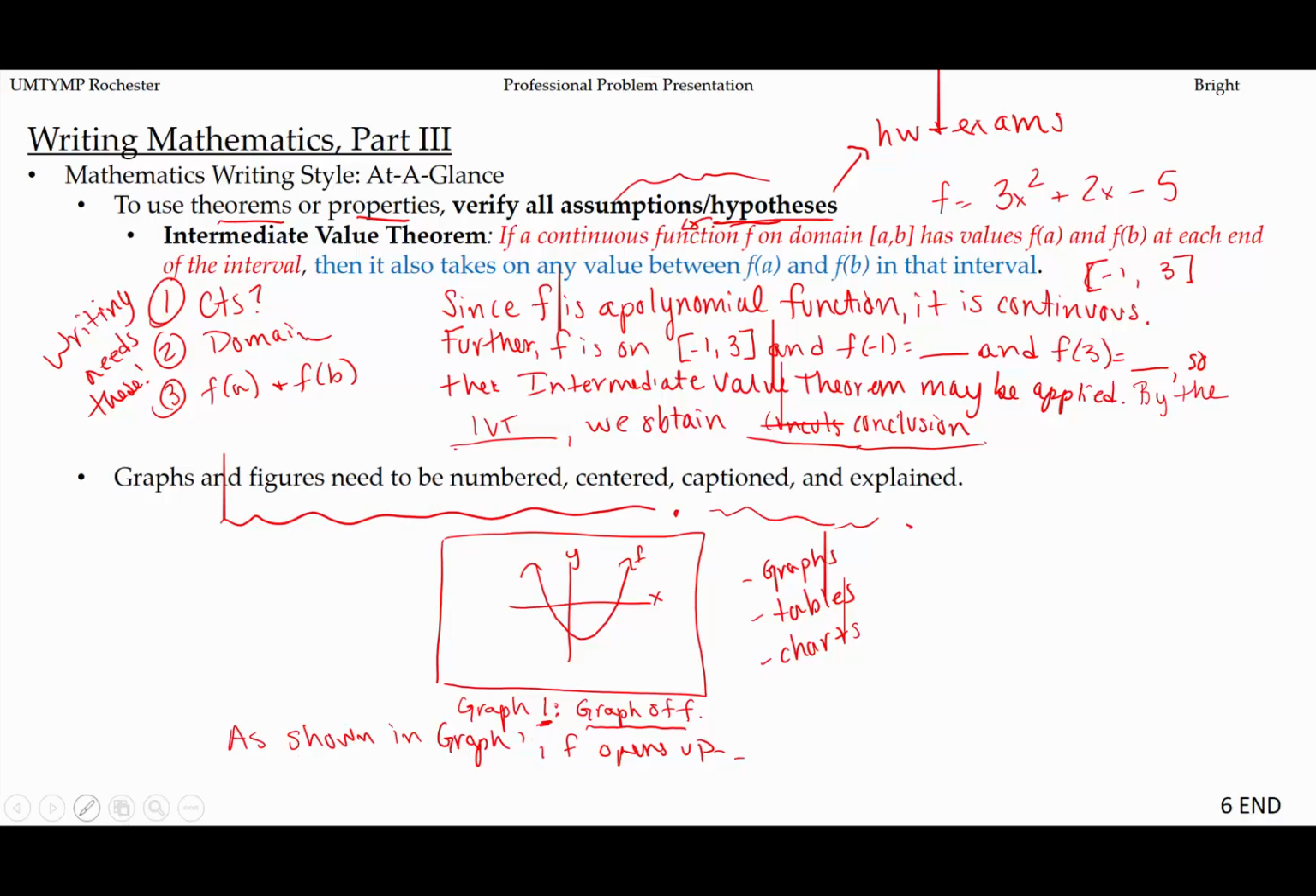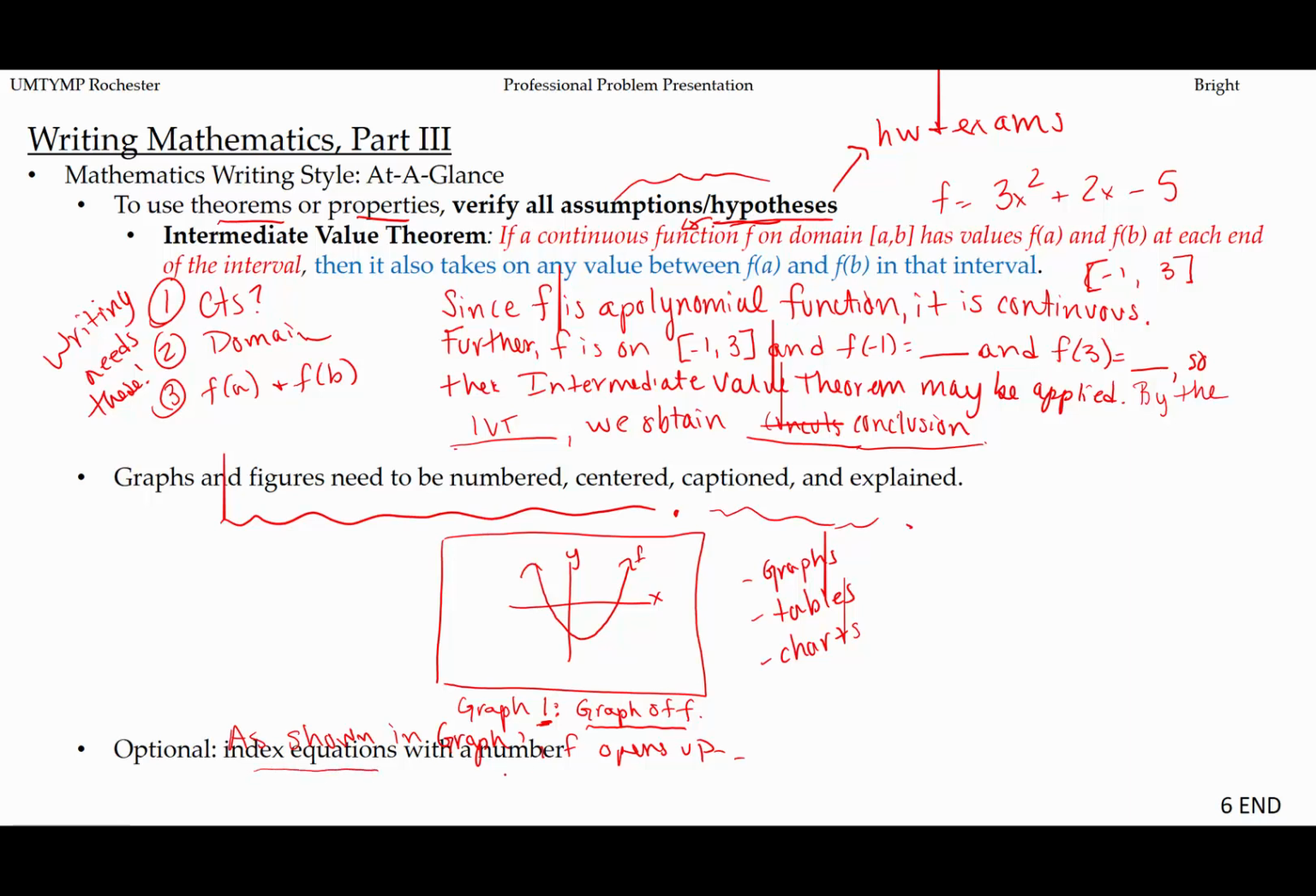Okay. So again, just to recap what we've said so far, when we're using theorems or any properties, verify all assumptions. Okay. Graphs and figures need to be numbered, centered, captioned, and explained. Okay. And the last thing we're going to talk about in this video is completely optional. Some people like doing this, you don't need to, but you could index equations with numbers.